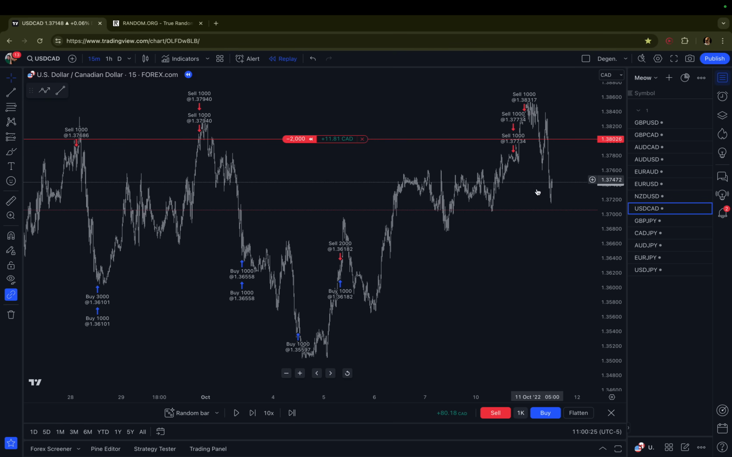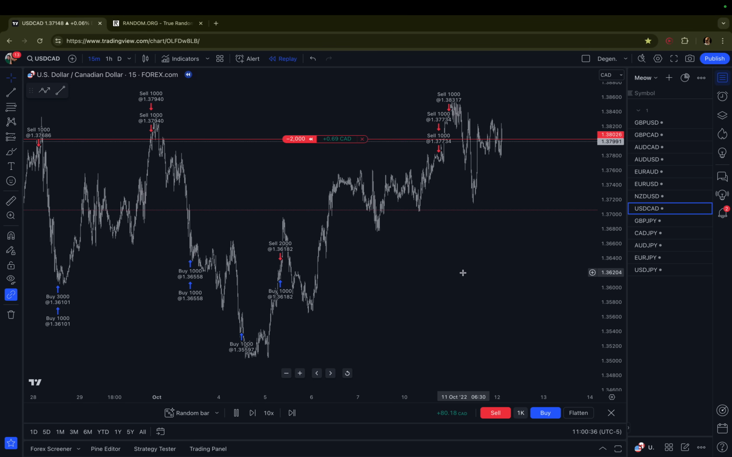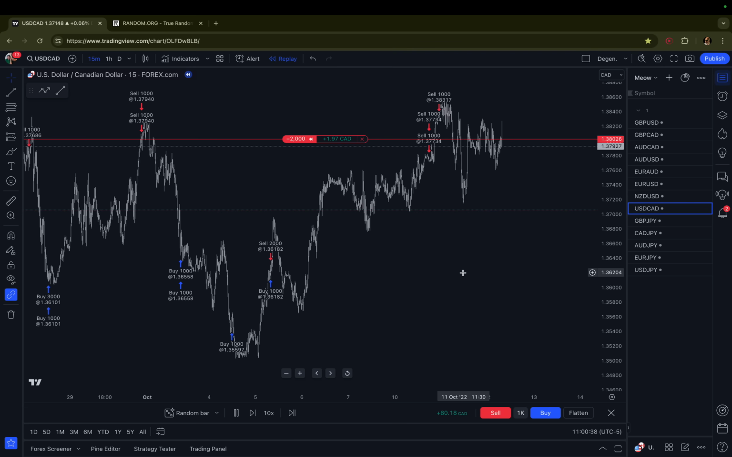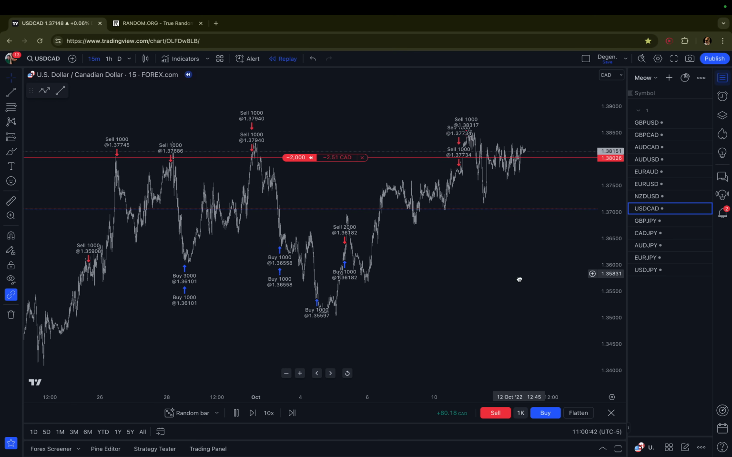So this is in a little bit of profit. You can hold or you can close. We'll go ahead and hold it. Feeling daring today, my friend. So I think it's going to go up, but we'll see what happens.